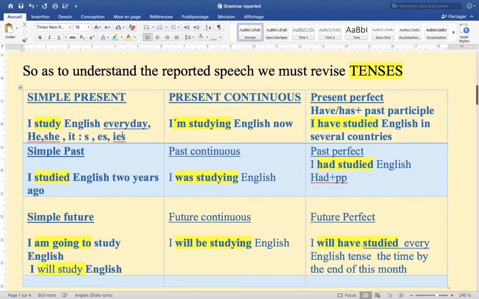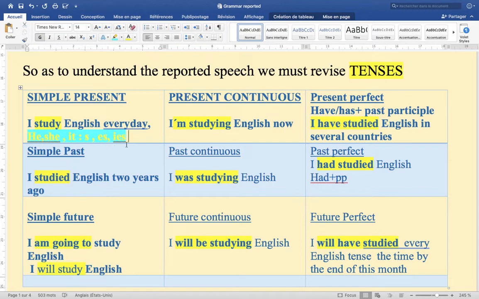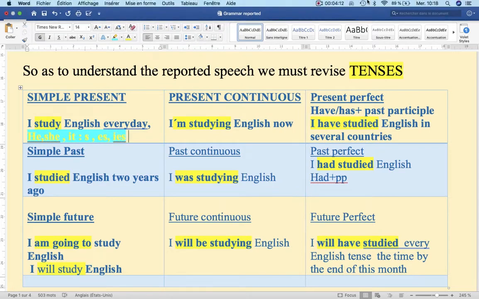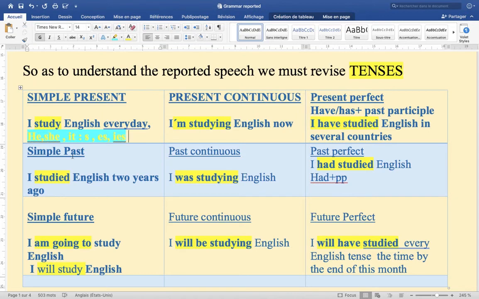For example, in simple present, you need the subject and the verb in infinitive. I study English every day, but try to pay attention when we have he, she or it. Either we add s to the verb, or es, or ies. You can say he studies, she studies, it studies, etc.